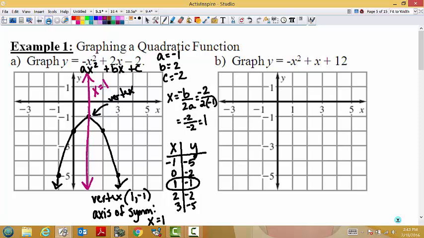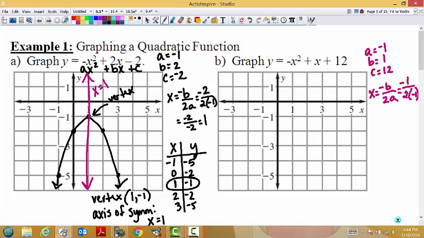Alright, there's only 2 examples, never mind. The graph negative x squared plus x plus 12, we're going to do the same thing. We're going to come over here and label A, B, and C. A is negative 1, B is 1, C is 12. We're going to fill it into the formula. Negative B over 2A. Negative B over 2 times A is negative 1.